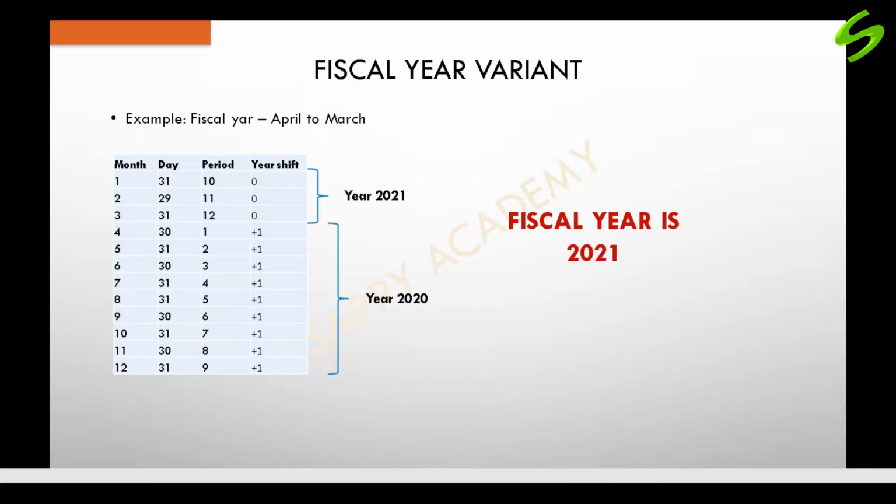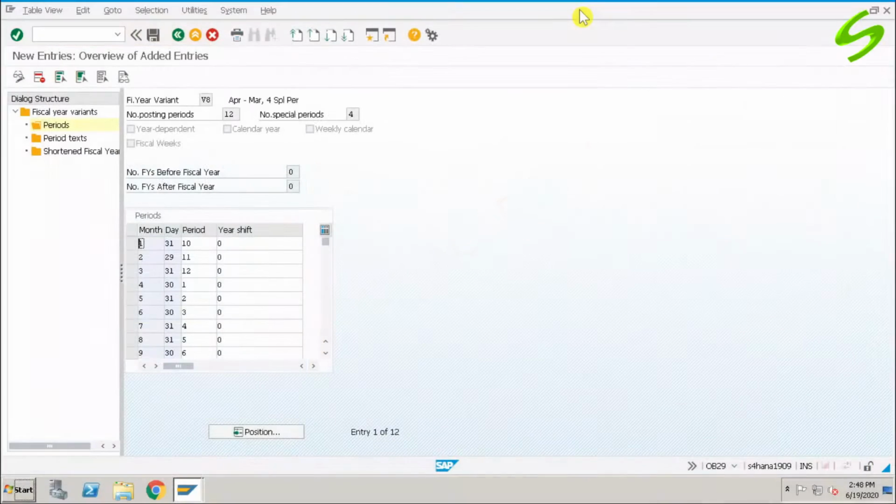Now let's go back to SAP and let's finish defining the fiscal year. Okay, now here I have to give -1, -1, -1. So my fiscal year will be 2020 for all the 12 periods. Let's save.